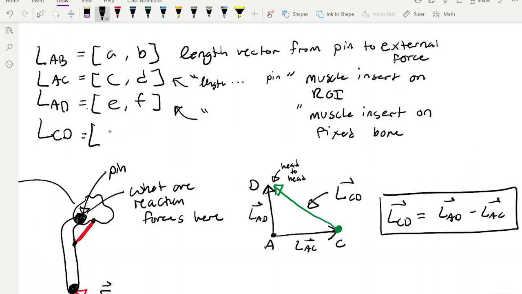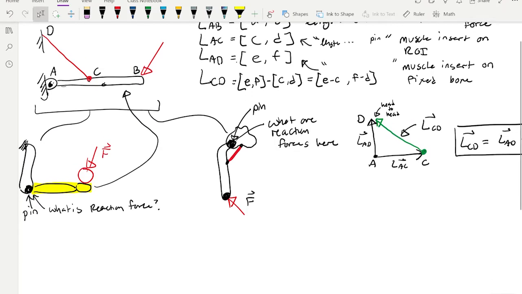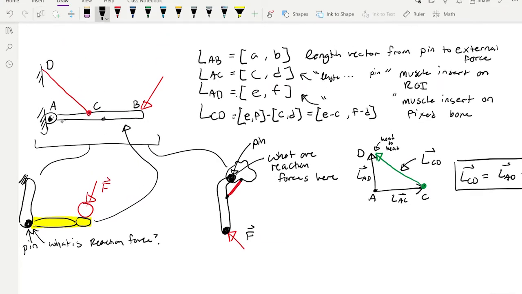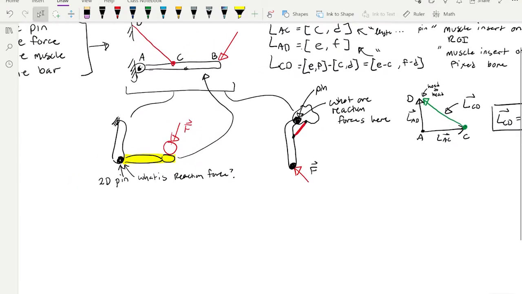Let's just do this real quick, right? This is EF minus CD, right? LAC, CD, LAD is EF. That equals E minus C and F minus D. Okay, cool. No big deal. So now we've described our engineering system, this diagram with all the lengths, locations that the forces act on, right? Now we need to also describe the forces, and we do that using a free body diagram.